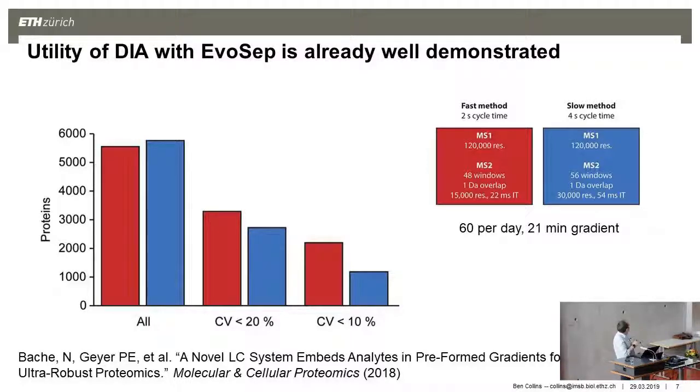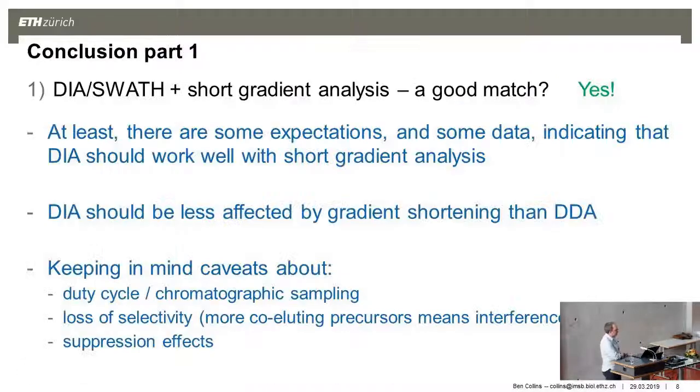We're normally running duty cycles of something like 1.4 seconds there. But nevertheless, I think this data is very impressive and really shows that DIA could be a good way to go with these short gradient methods. So the conclusion from this first part: is a DIA or SWATH type approach and short gradient analysis a good match? And I think the answer is, well, my answer is yes, at least.